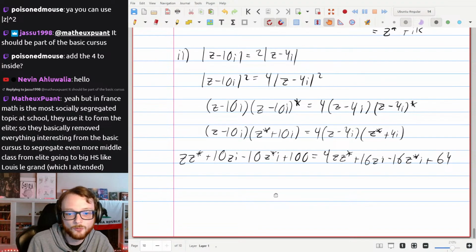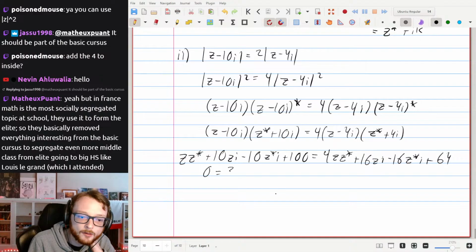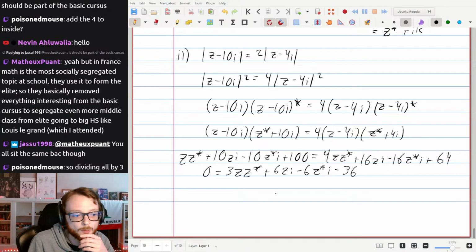Subtract everything over to one side. I guess I'm going to bring left to right. Then we can divide through by 3. I was worried that I wasn't getting the 1 coefficient, but I'm glad we got a common factor here.